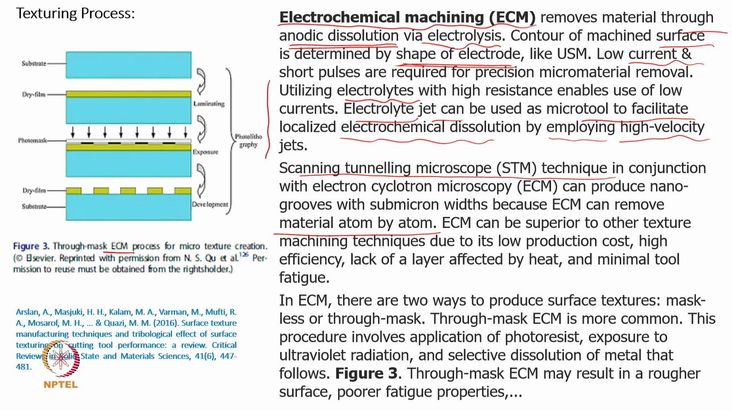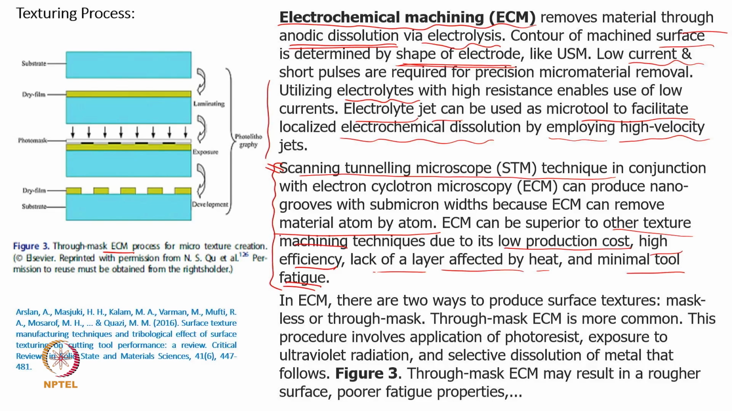So, ultra precision is possible, and that is why we say ECM can be superior to other texture machining techniques due to low production cost compared to others, high efficiency, lack of a heat affected layer, because we do not go with the laser so high temperature is not coming, and minimal tool fatigue in this situation. Of course, when we think about STM, cost will go on a higher side, but otherwise it is good.